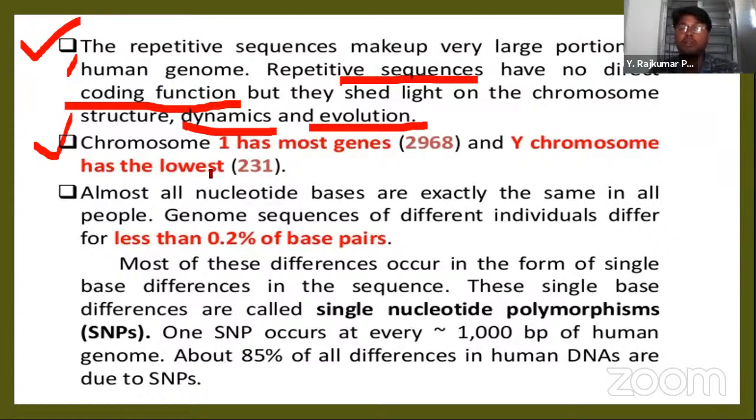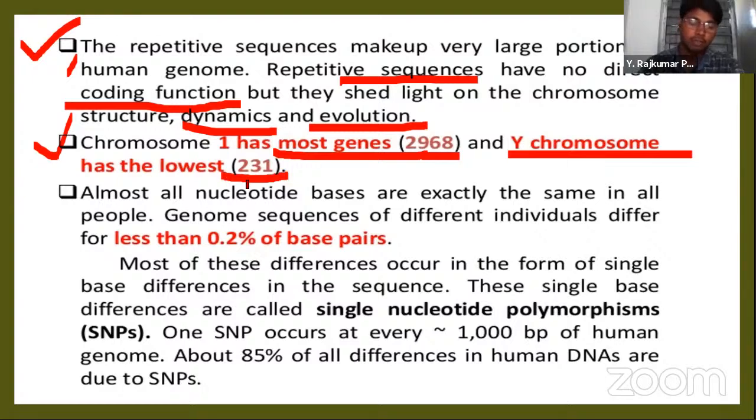Chromosome 1, the first pair of chromosomes, has the most genes, around 2968 genes. The Y chromosome is the shortest, with the lowest number of genes, around 231. Almost all nucleotide bases are exactly the same in all people.